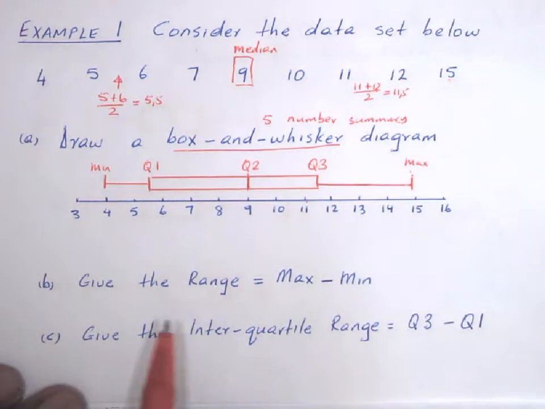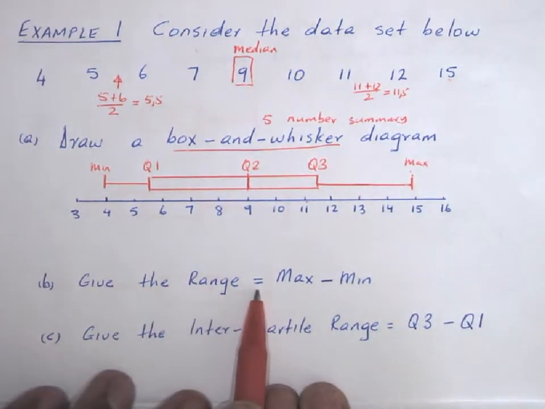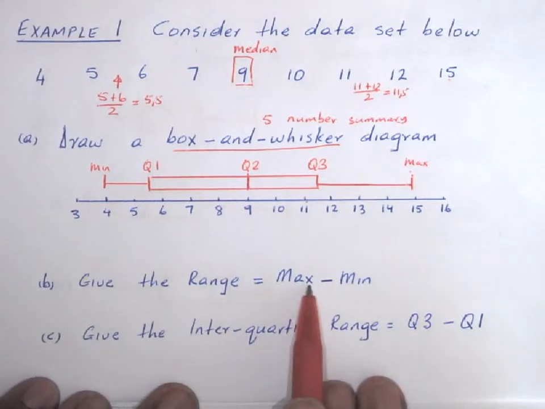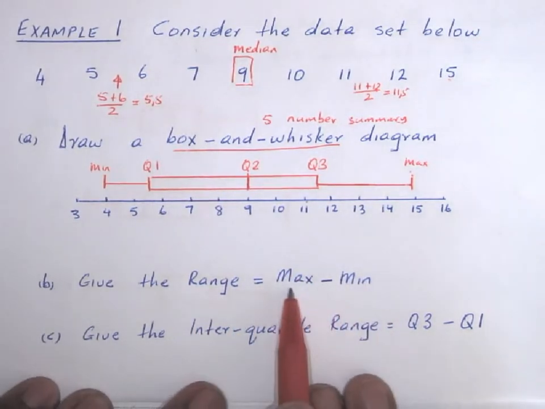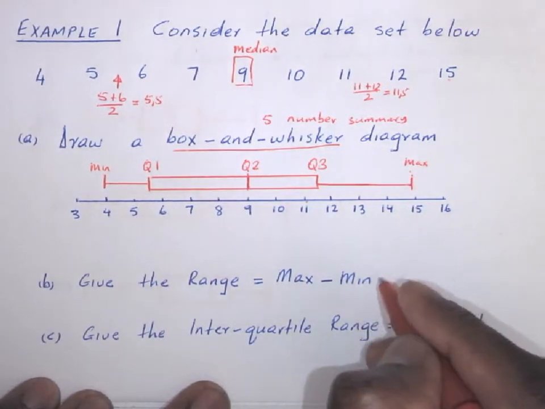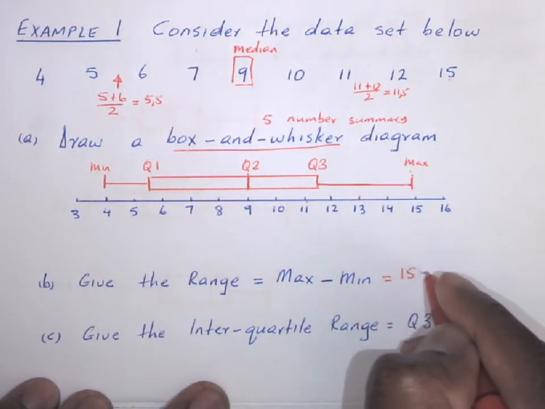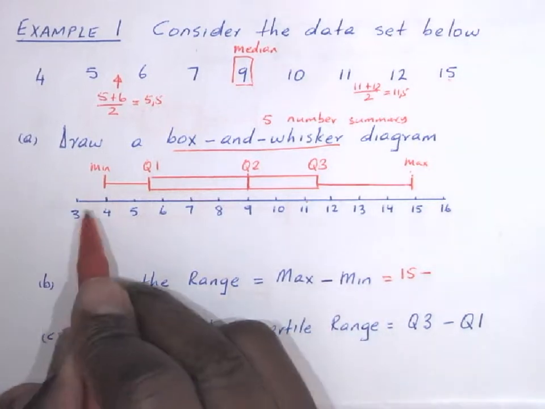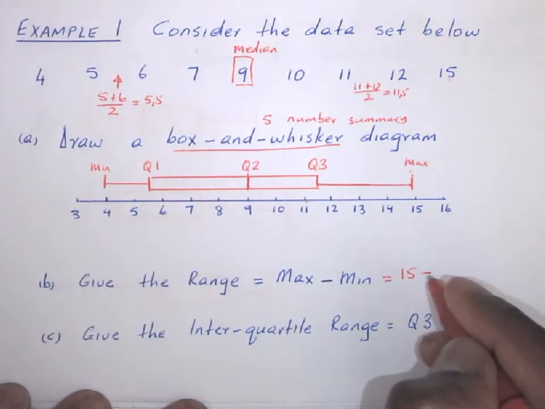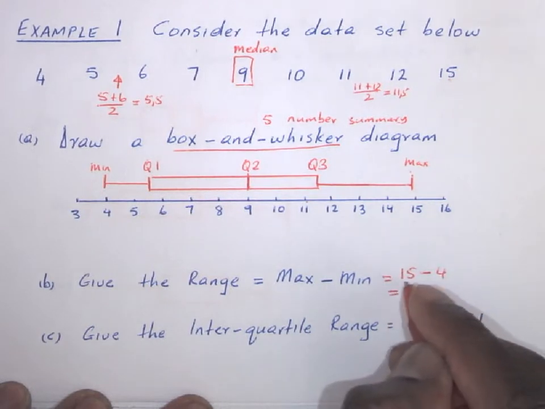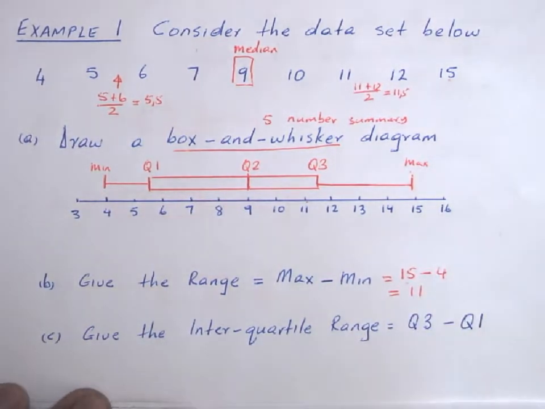Okay, now they say give the range of this data. The range, you take the maximum number and subtract the minimum number. The maximum number, we said it was 15. You must subtract the minimum number, which is 4. So our answer is 15 minus 4, which is equal to 11.